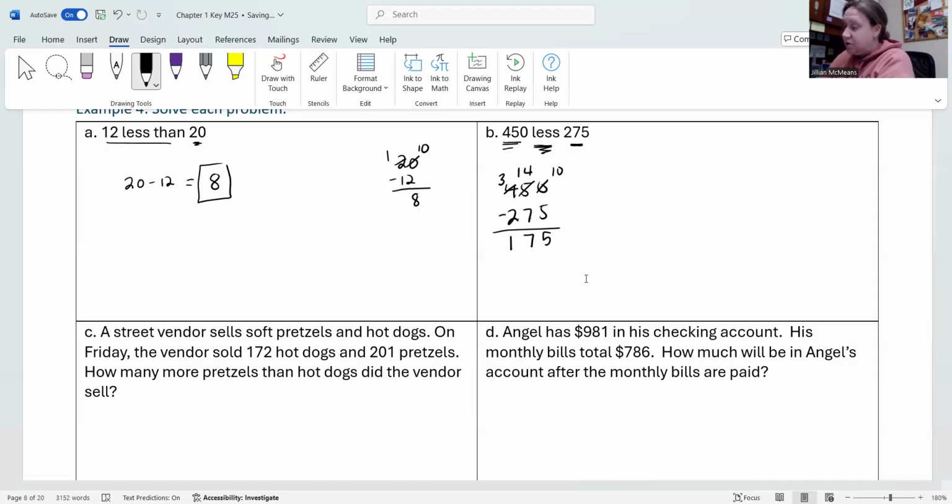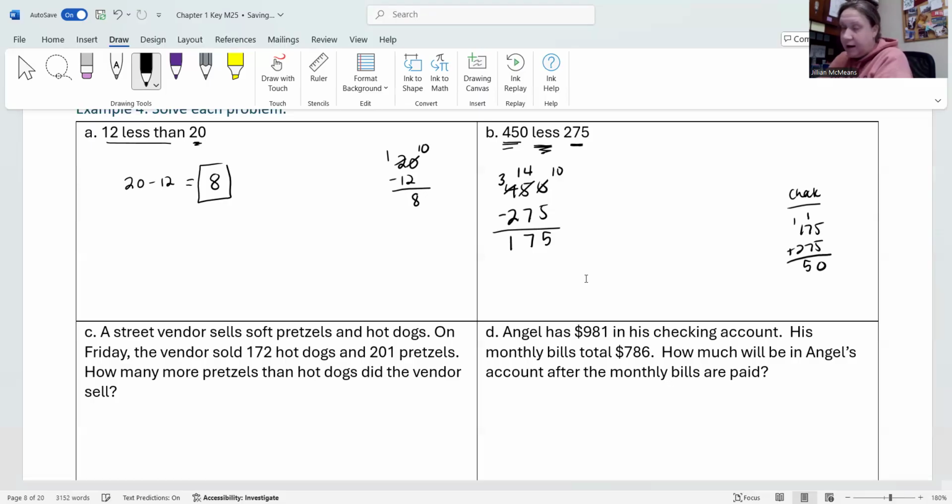And if you want to check yourself, remember, you can always check. You don't have to check, but if you ever feel weird about your answer, especially if you're doing some weird borrowing, you can check. 175 plus 275. Well, 5 and 5 is 10. Keep a 0, carry a 1. 7 and 7 is 14. Plus 1 is 15.